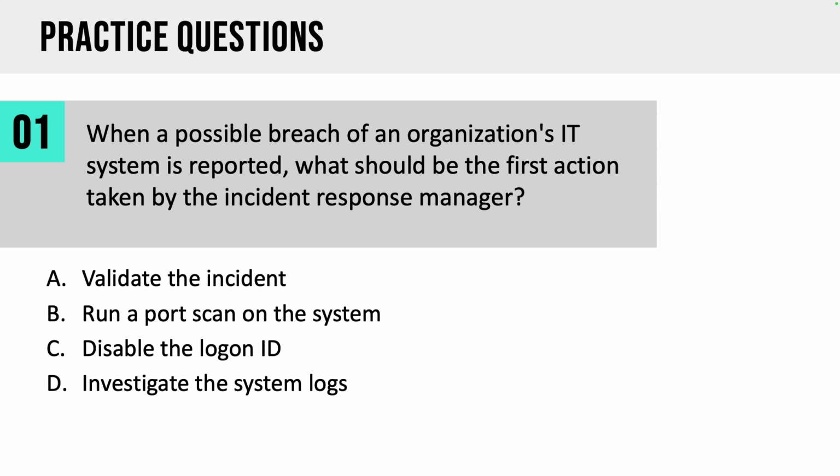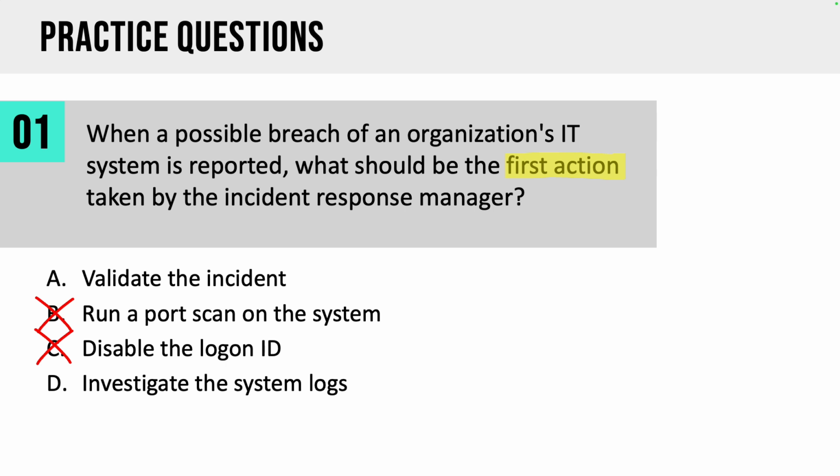Okay, so we always need to make sure we know what we're being asked. So two things are important here. We see what should be the first action taken by the incident response manager. And you see it mentions when a possible breach has been reported. So we can cross a couple of things off the list right away. Running a port scan doesn't make sense when we've had a possible breach reported. That's quite a specific action. Or disabling a logon ID, that's now potentially interrupting someone's work. That's never going to be the first step.